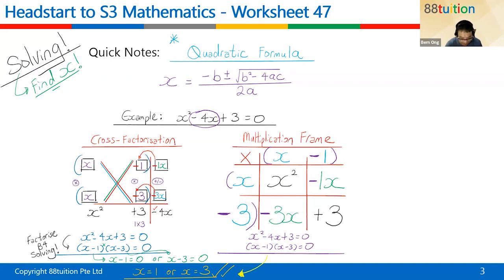And here comes the quadratic formula, the method. Are you ready? This is the highlight of the week. This is the highlight of today. So your question is the same. The question is x squared minus 4x plus 3 equal to 0.